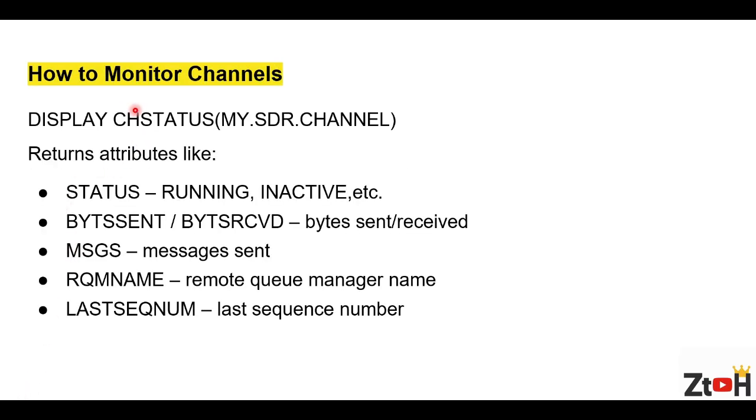Now let's see how to monitor a channel. DISPLAY CHSTATUS channel name returns attributes like status, bytes sent or bytes received, messages, remote queue manager name, and last sequence number.